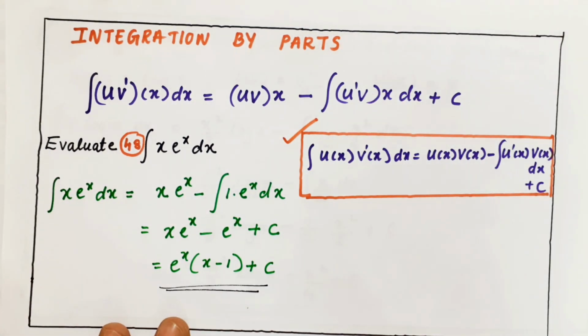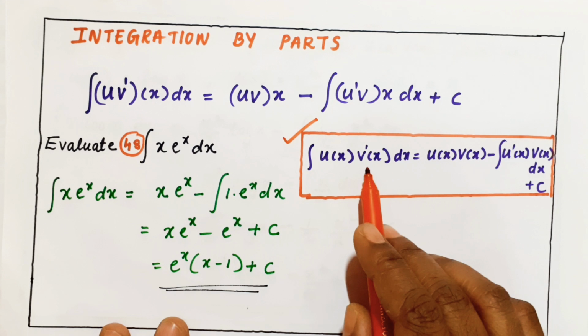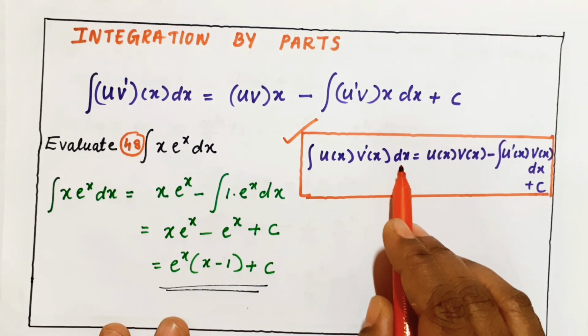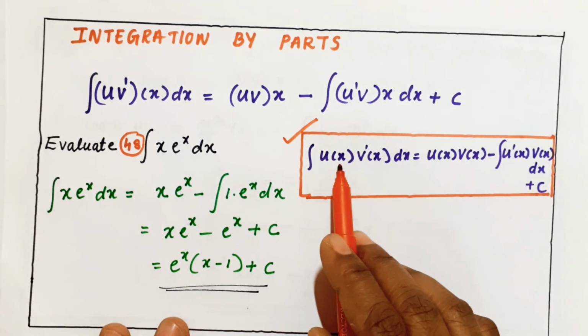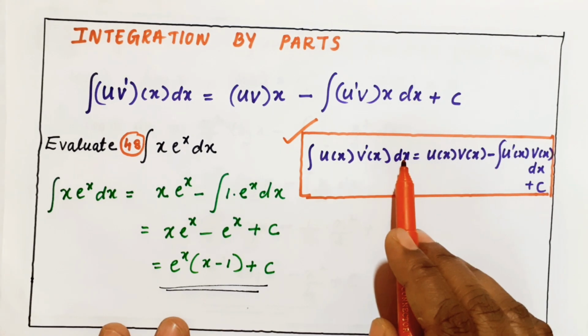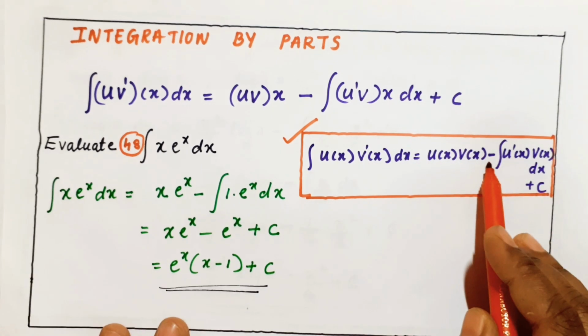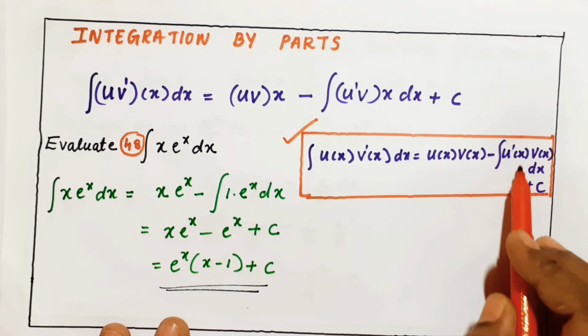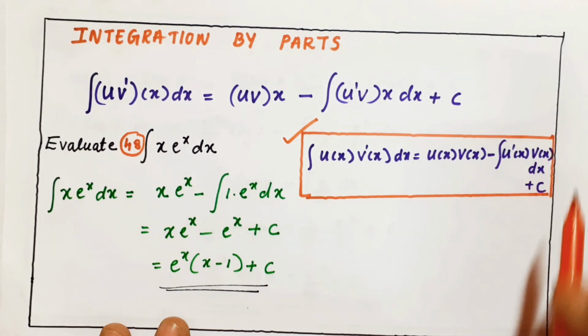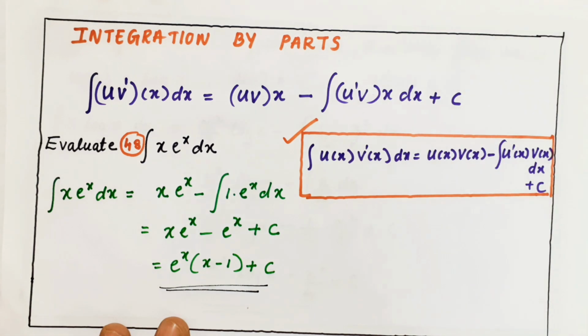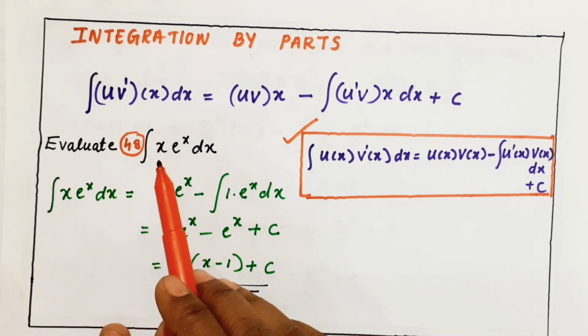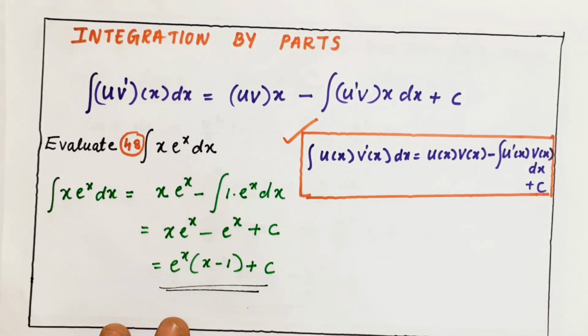Normally we have u and v, but this is a special case I told you, right? It is u of x v dash x dx. If we need to integrate u of x v dash x dx, it means first term is u of x v of x minus integral of u dash x v of x dx plus c. We'll see one question. Integral of x e power x dx.